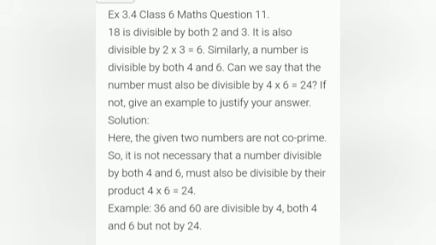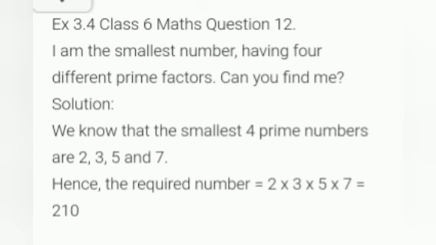Here the given two numbers are not co-prime numbers, right? Both are not co-prime numbers. So it is not necessary that a number divisible by both 4 and 6 must also be divisible by their product. If both were co-prime, we saw that if they are divisible by one number, then their product is also divisible by that number, but these numbers 4 and 6 are not co-prime. We can take the example they have taken here, 36 and 60. Both numbers are divisible by 4 as well as 6, but they are not divisible by 24, since 36 does not come in the 24 table, 60 also doesn't come. Move to the last question of the exercise.